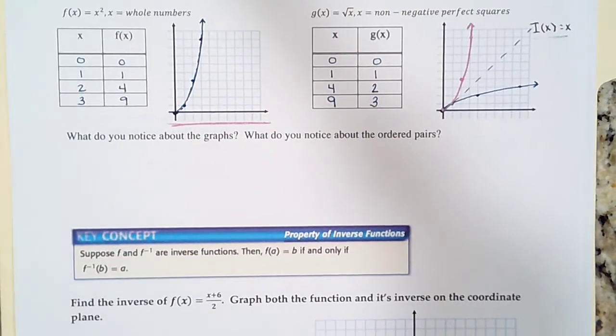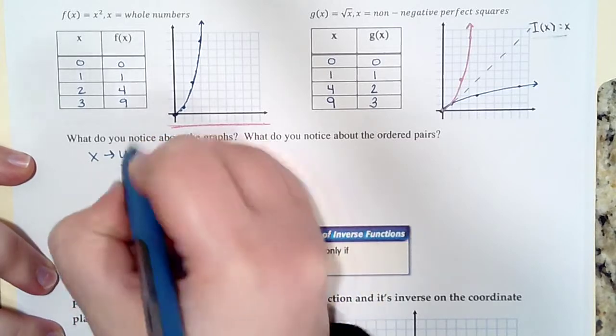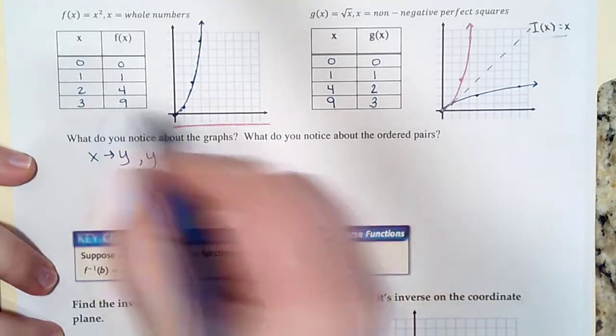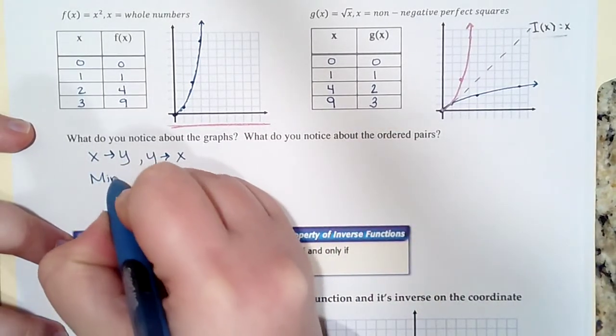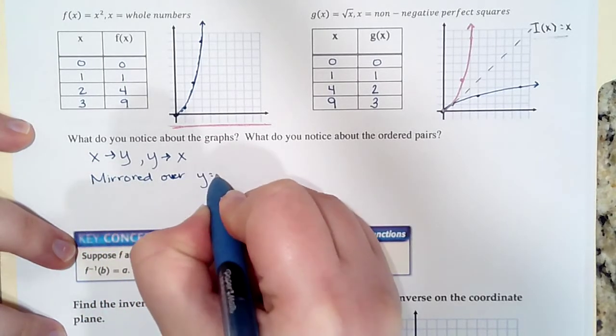This is what do you notice about the graphs and what do you notice about the ordered pairs? Well, I kind of already touched on that. I already noted that my x becomes my y and my y becomes my x in the ordered pairs. What did you notice about the graphs? Well, they're mirrored over the function y equals x.